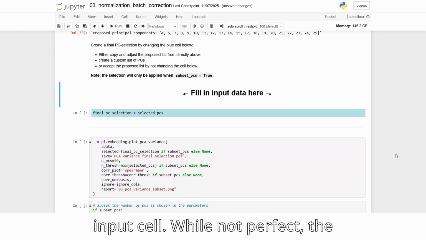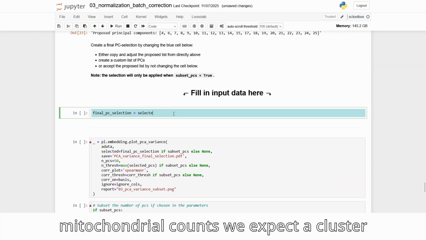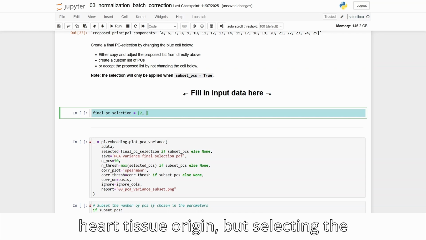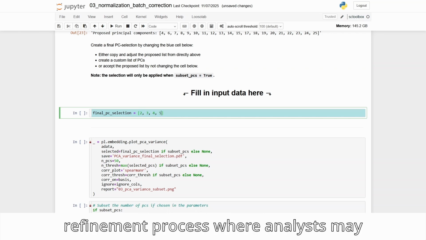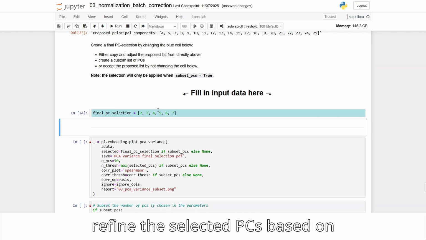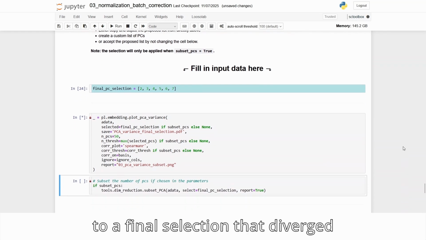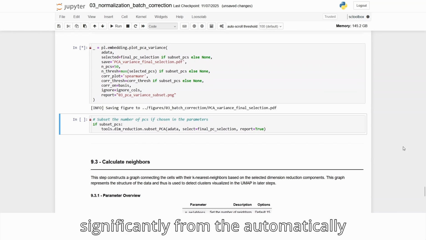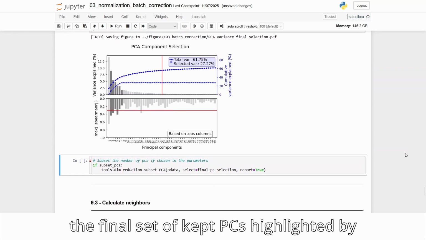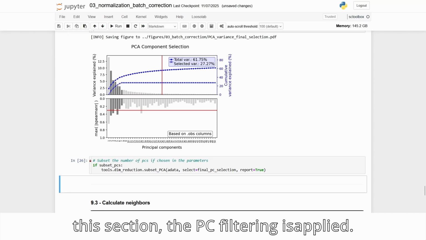While not perfect, the initial PC set is a good starting point. Despite high correlation with mitochondrial counts, we expect a cluster of high mitochondrial cells due to the heart tissue origin. But selecting the PCs often involves an iterative refinement process, where analysts may need to revisit earlier steps to refine the selected PCs based on quality metrics or biological relevance. In our analysis, manual adjustments led to a final selection that diverged significantly from the automatically generated recommendations. The bar plot is then plotted again with the final set of kept PCs highlighted by the darker bars. With the last cell of this section, the PC filtering is applied.